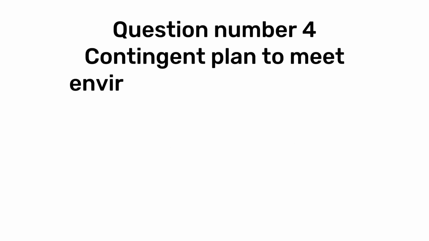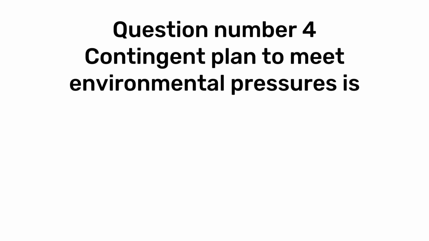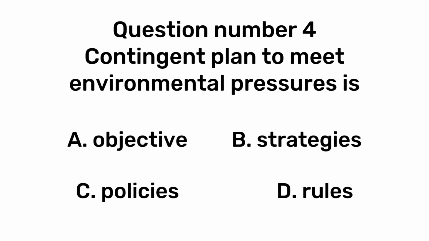Question number 4. Contingent plan to meet environmental pressures is A. Objective. B. Strategies. C. Policies. D. Rules. And the correct answer is B.